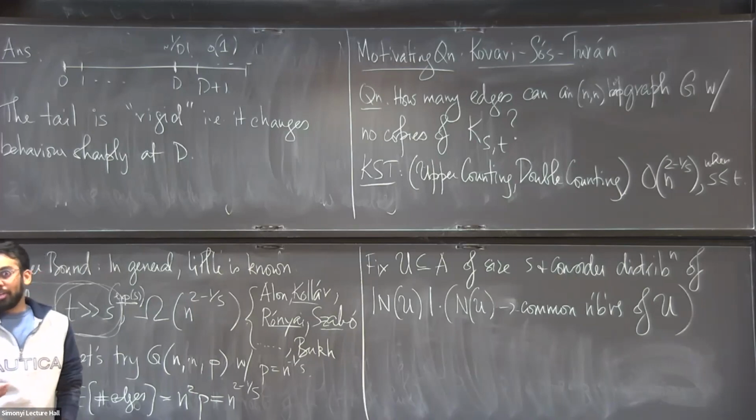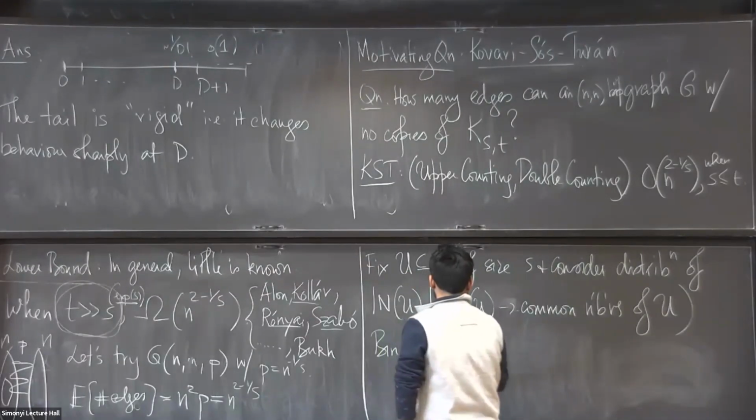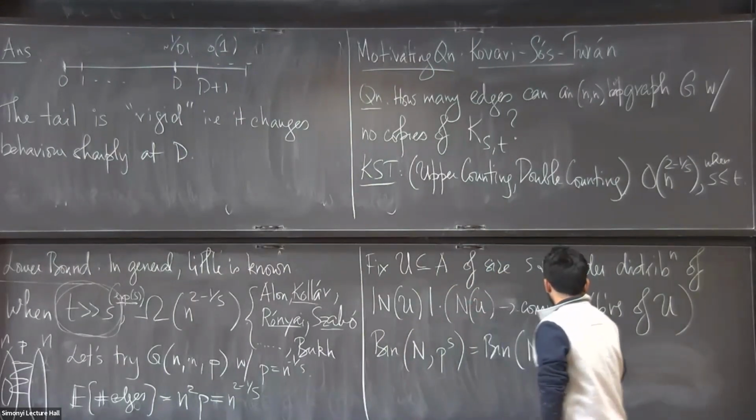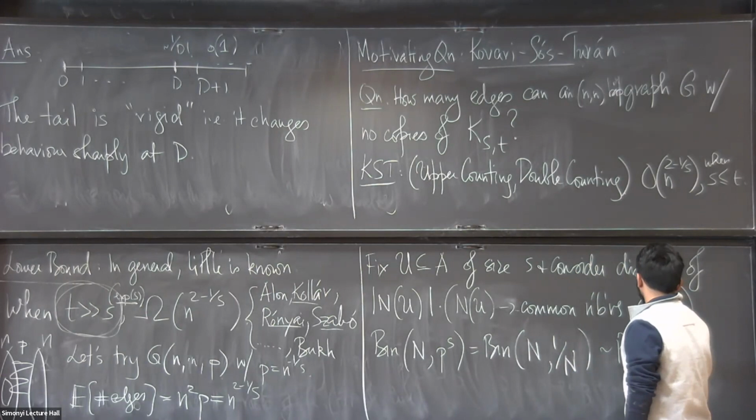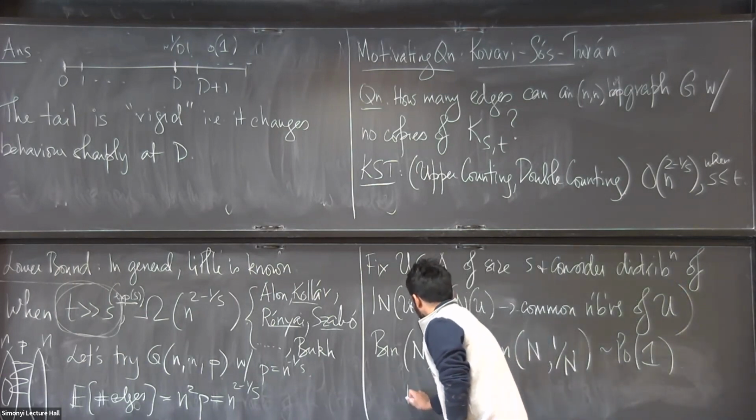One can say what it is exactly, it's binomial. Binomial n, p to the s, which is roughly Poisson. And that is binomial n, 1 over n by my choice of p. That's essentially Poisson 1. And so this distribution looks like this.